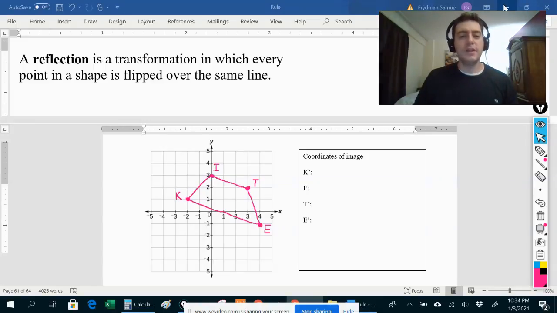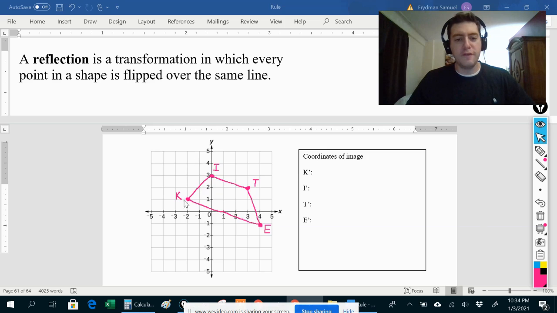Hi everybody, in this video we're going to talk about reflections. A reflection is a transformation in which every point in a shape is flipped over the same line. And a transformation just means that we're going to be changing the shape in some way. In this case, we're going to flip it over a line.